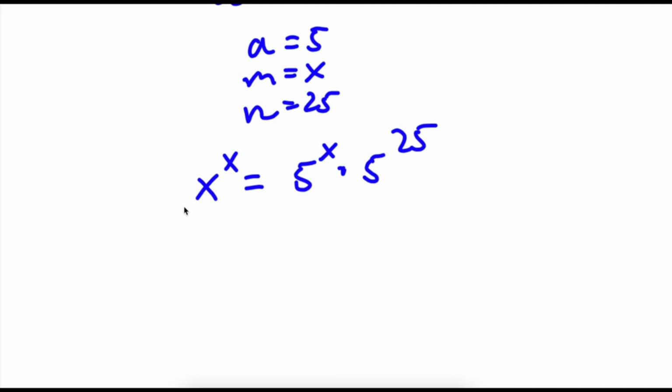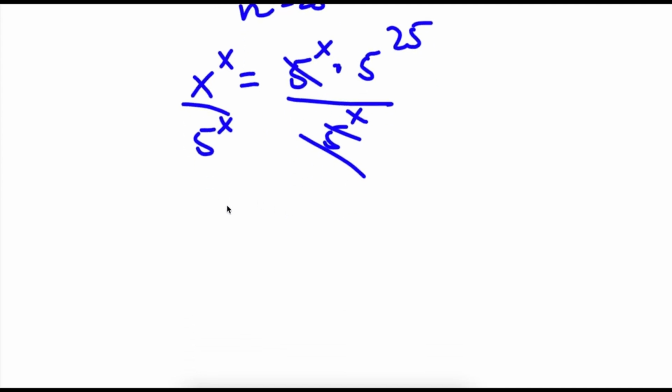Now I'm going to go ahead and divide both sides by 5 to the power of x. So now by doing that, these two will simply cancel out. So for my left-hand side, I will have x to the power of x over 5 to the power of x. And on my right-hand side, all I have left is 5 to the power of 25.